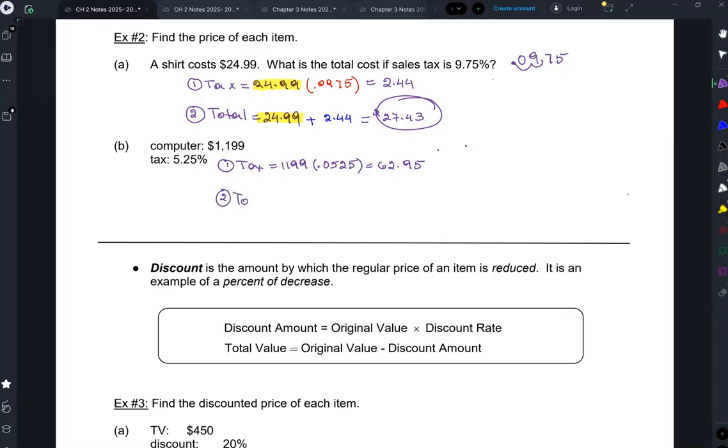Now, for the total, I'm going to take the same original amount that I wrote up here. First I multiplied, now I'm going to add, but I'm going to add the new number. So that's going to be 1,261.95. Okay?